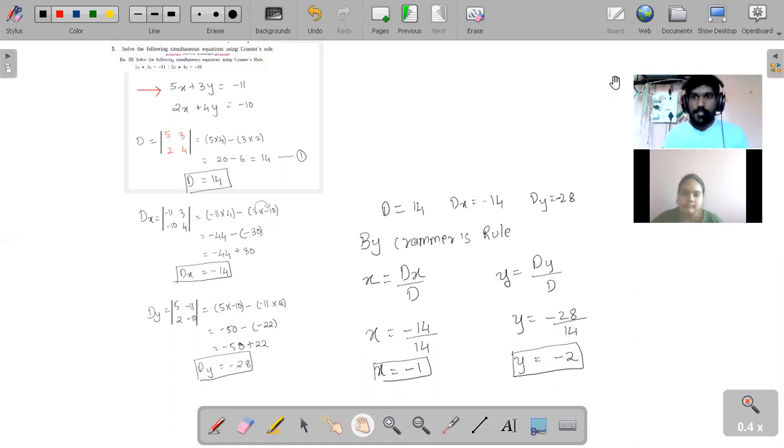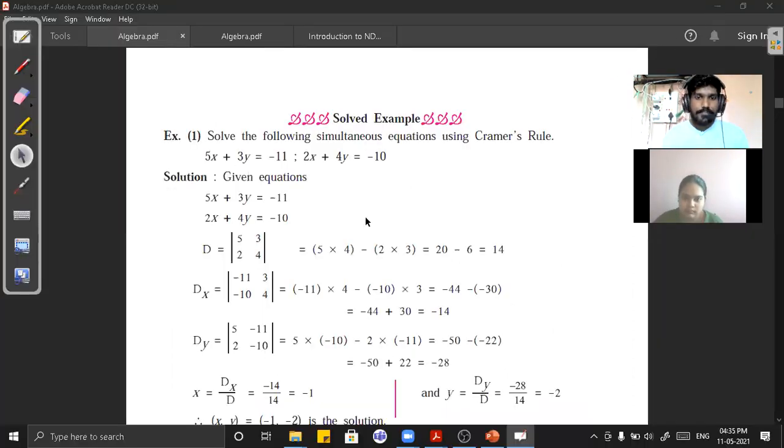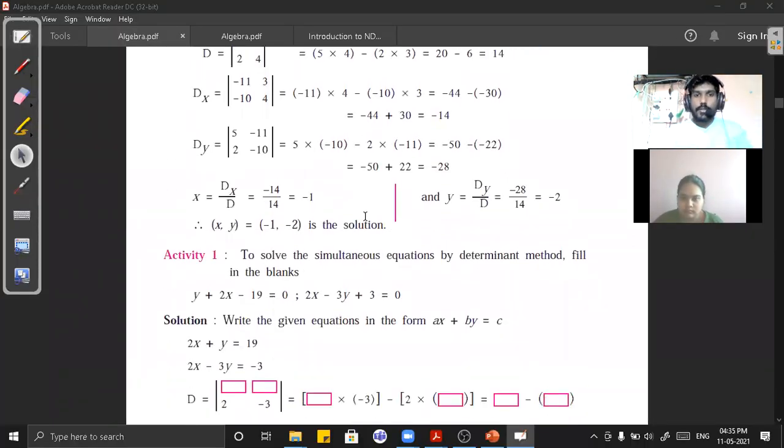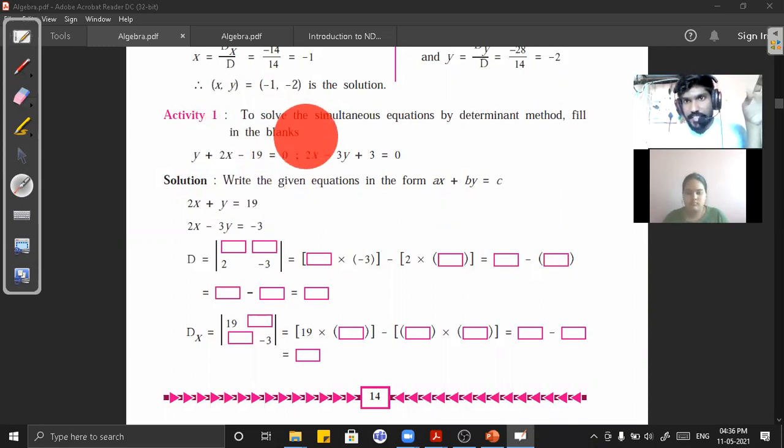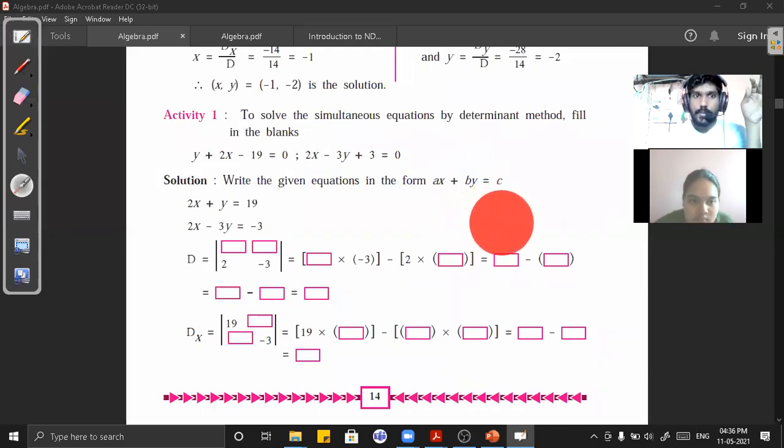Okay, so now let's come to the exercise. We'll do this activity. Write the given equations in the form of ax plus by is equal to c. Now, if you look at this equation, it is y plus 2x minus 19 equal to 0. So this term is on this side, while we have to take this term on the other side. The equation has to be of this form, ax plus by equal to c.